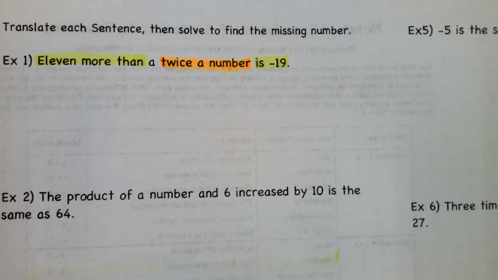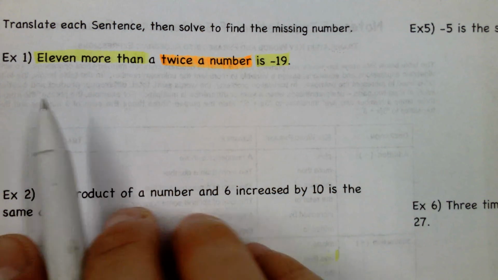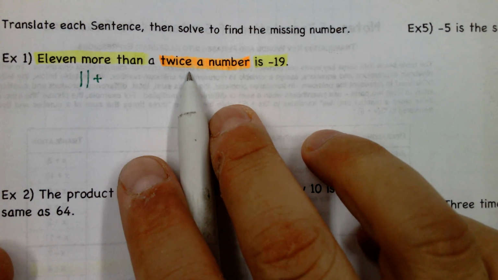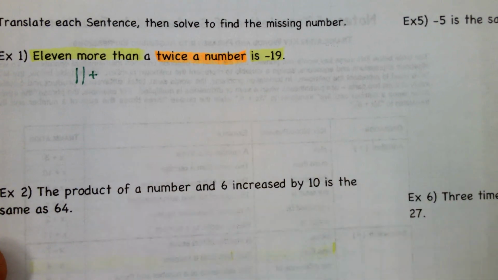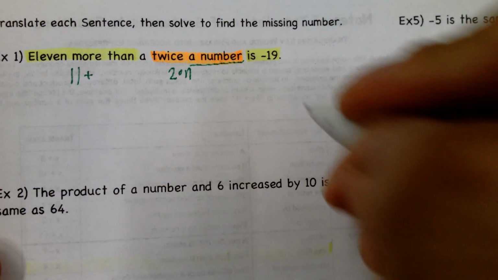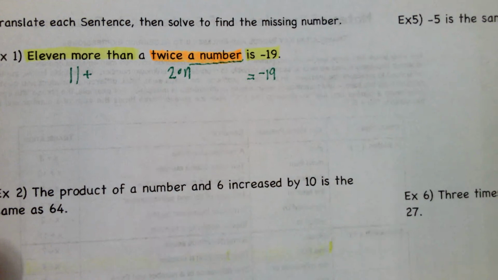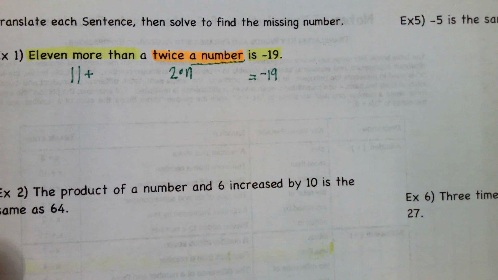All right. So let's see if we can break these down into key phrases. 11 more than, what does that tell me to do? 11 plus. Then we have twice a number. 2x, 2n. A number is going to be our key that we have a variable in its place. So I'm going to use 2 times n. And then is negative 19 equals negative 19. Okay?